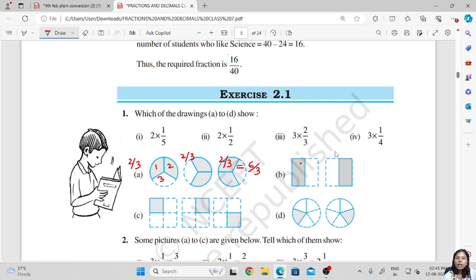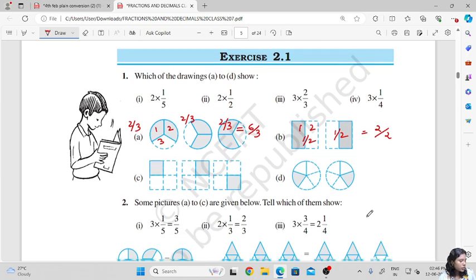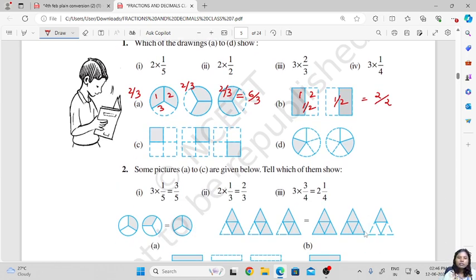Now this is 1 by 2, so 1 by 2 and 1 by 2. This will be equal to 2 by 2. Okay. Next we'll have this. So this is 1, 2, 3 and 4. So this is 1 by 4, 1 by 4, 1 by 4. This will be 3 by 4 for us. And this is 1, 2, 3, 4, 5. So this is 1 by 5 plus 1 by 5, that will be 2 by 5.